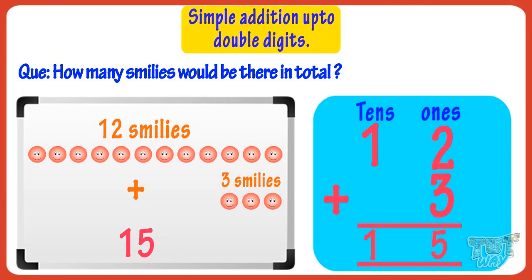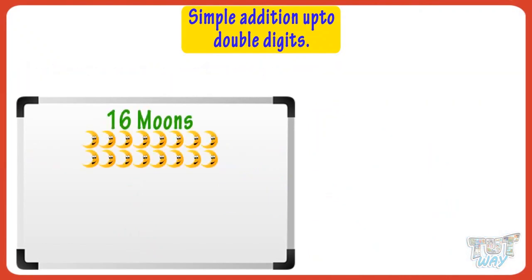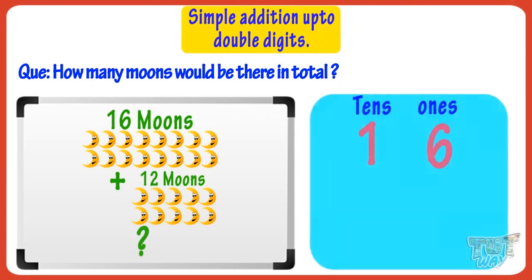Now, let's take another example. Here are 16 moons on the board. And if I paste 12 more moons, how many moons would be there in total? We can write it like, write the bigger number first, that is 16.